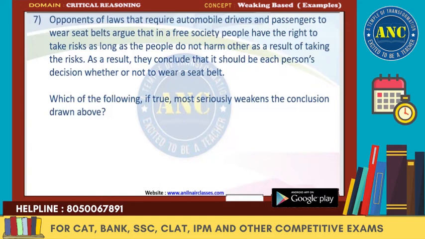Opponents of laws that require automobile drivers and passengers to wear seatbelts argue that in a free society, people have the right to take risks as long as the people do not harm others as a result of taking the risks. As a result, they conclude that it should be each person's decision whether or not to wear a seat belt. Which of the following, if true, most seriously weakens the conclusion drawn above? Now, the principle that people are entitled to risk injury provided they do not thereby harm others fails to justify the individual's right to decide not to wear seatbelts if it can be shown.